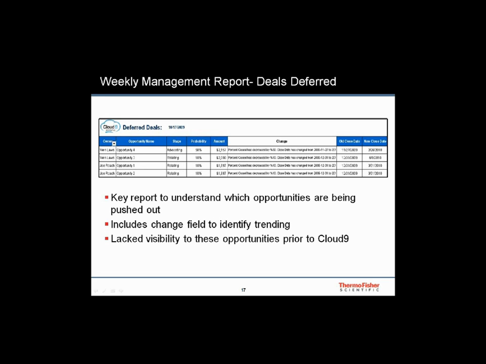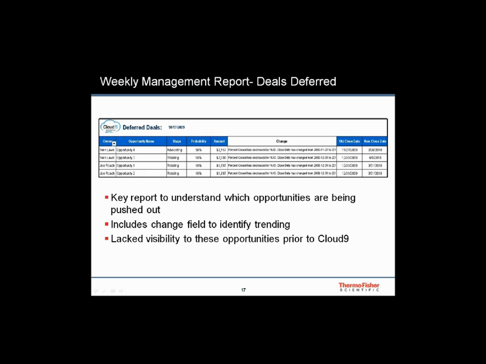One thing we struggled with before we had the Cloud9 application was to be able to understand the deals that were deferred. We really didn't have any visibility to this. We could manually go into Salesforce.com and look up individual opportunities, but we really didn't have a great report that consolidated it all in a single snapshot.